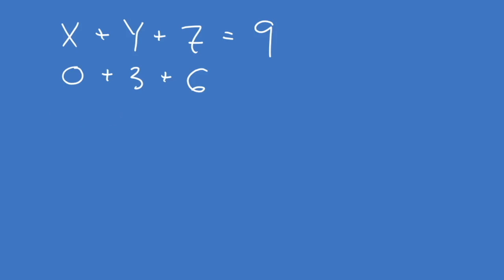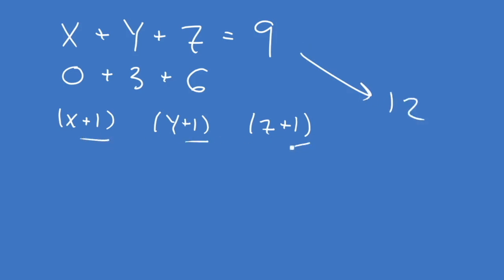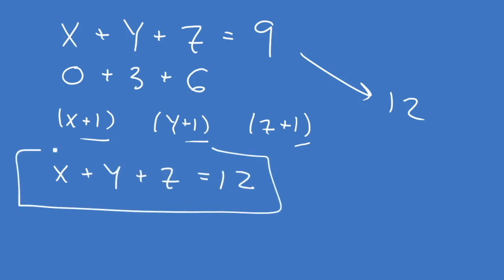What we're going to do is, instead of solving for X, Y, and Z, we're going to solve for X plus 1, Y plus 1, and Z plus 1. Because now those numbers will be 1, 2, 3, 4, and so on, right? Those will be the kind of numbers I know I can work with. So I reimagine my problem as X plus 1, Y plus 1, Z plus 1. Of course, now my 9 has got to become a 12, right? Because I just added 3. And so I reimagine the problem as X plus Y plus Z equals 12. And that will give me the answer for this problem.